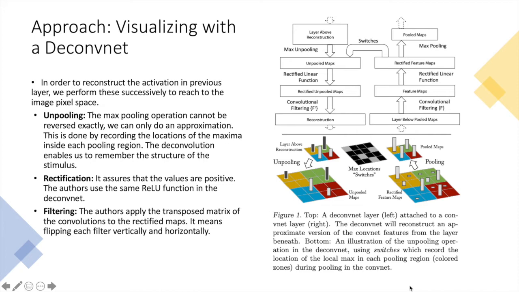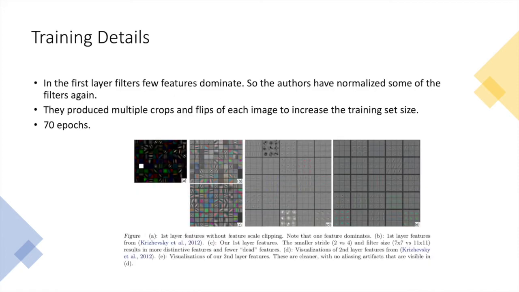The first figure here shows that in the first layer, a few of the filters dominate the others. To overcome this issue, the authors renormalized the convolutions whose root mean square is higher than a fixed value. Also, the authors did some data augmentation to increase the training size.